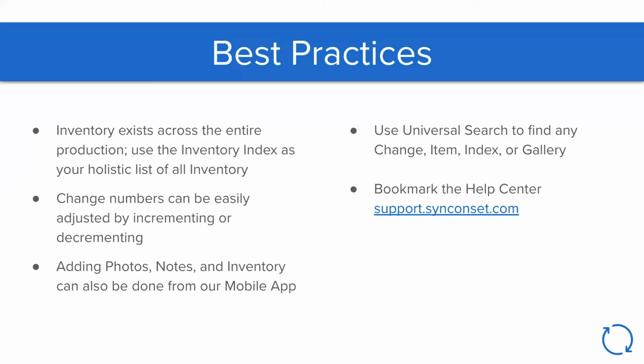The next one is those change numbers. So if you are in need of adjusting those without wanting to update those individually, it's a really easy process. And we have a great article in our Help Center that walks through this in much more specific detail, as it's a great cheat sheet. So you can search for that. It's called Incrementing and Decrementing Changes in our Help Center. So that's a great resource for that specific function.